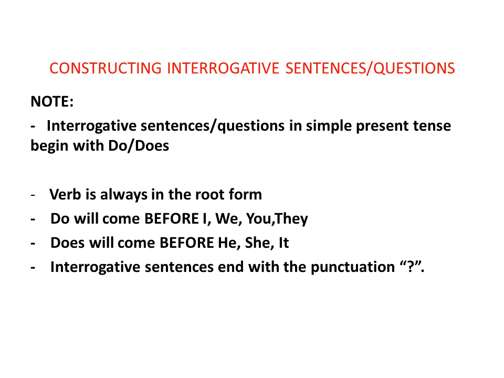The first point is interrogative sentences or questions in simple present tense begin with do or does. Interrogative sentences in simple present always begin with do or does. And the verb is always in the root form. In a question, the verb will always be in the root form, that is the plural form, without s or es. Do will come before I, we, you, they. In a question, if the subject is I, we, you or they, do will come before it. And does will come before the subjects he, she and it. Interrogative sentences end with the punctuation question mark.